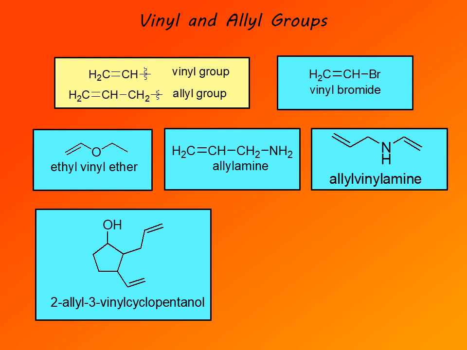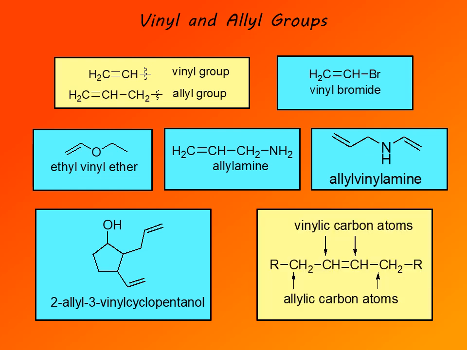Remember nomenclature of alcohols. Cyclopentanol has OH group on carbon 1, but we don't list it as number 1. We assume that it's understood that carbon with hydroxyl group is carbon 1. So substituents in this case are on carbons 2 and 3. On carbon 2 we have allyl group, 3 vinyl group. So this is 2-allyl-3-vinylcyclopentanol.